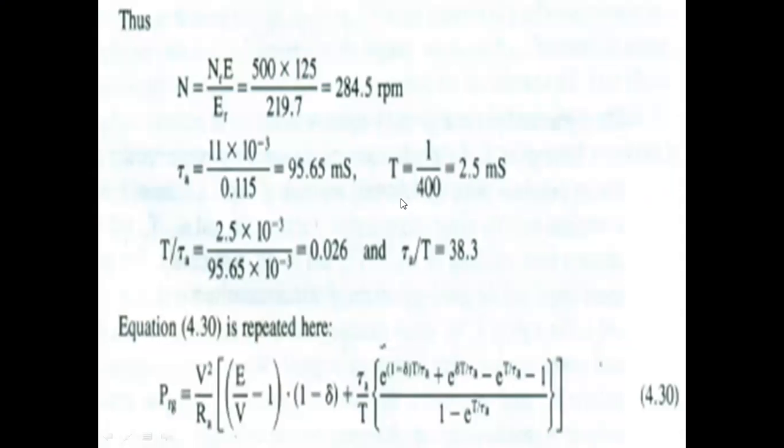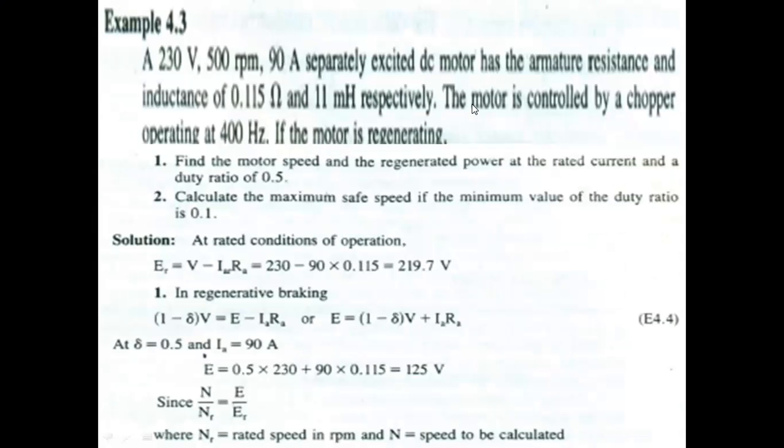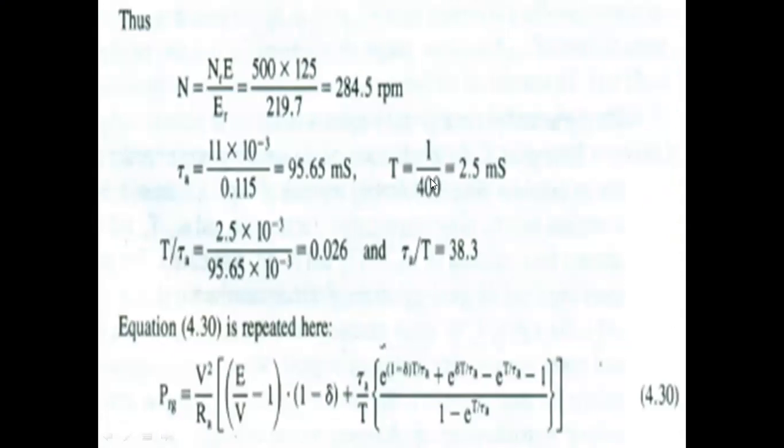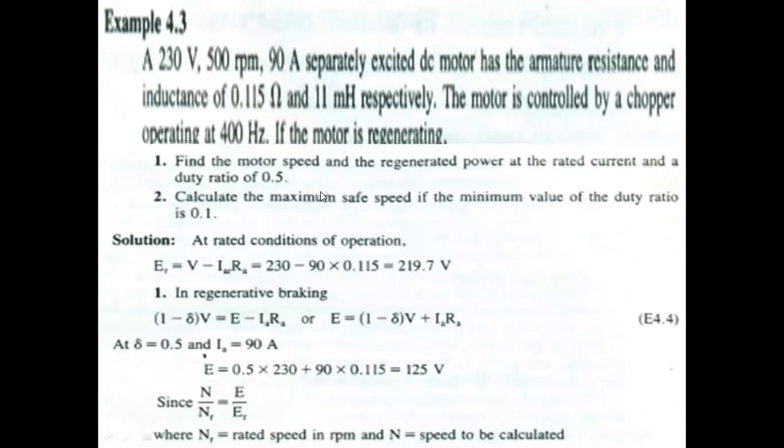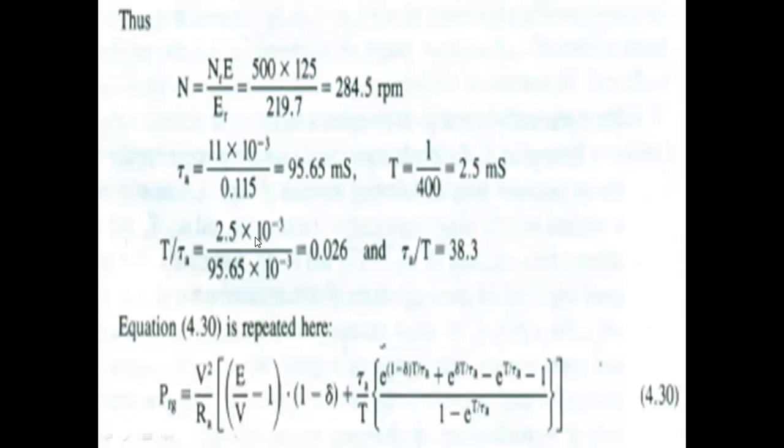From this, we have to calculate the time period T, which is equal to 1 by 400, since the motor is controlled by a chopper operating at 400 Hz. So the time is 1 by 400 Hz, that is 2.5 milliseconds. So the ratio T by tau A, substituting both the values, you will get 0.2026. That is, tau A by T is equal to 38.6. You will use this in the further expression.